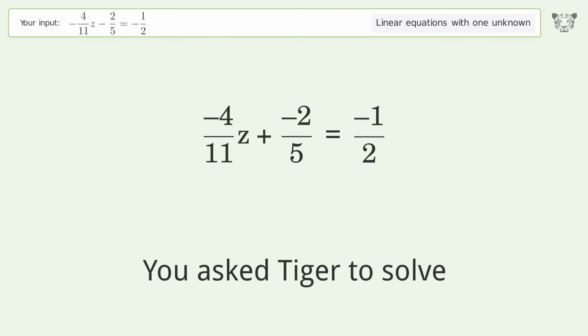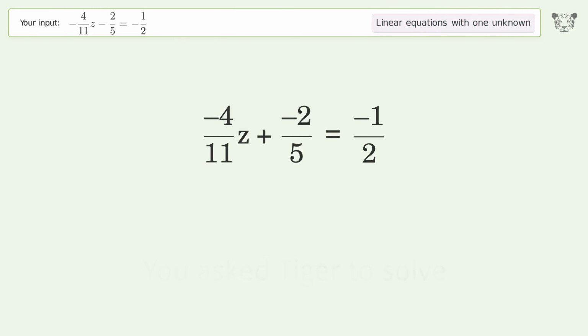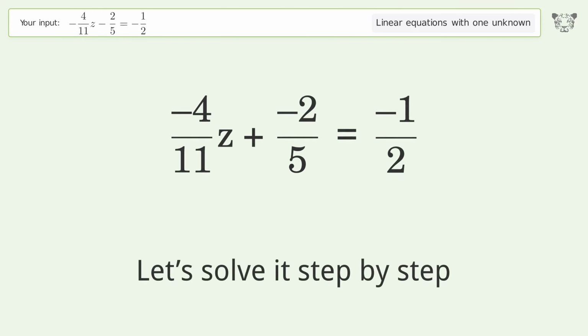You ask Tiger to solve. This deals with linear equations with one unknown. The final result is z equals 11/40. Let's solve it step by step.